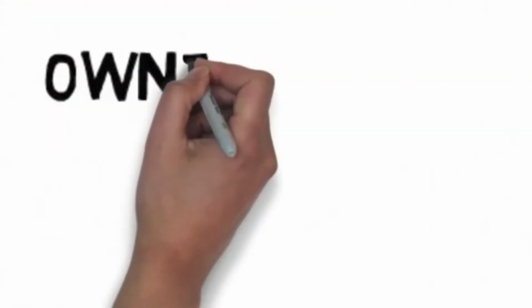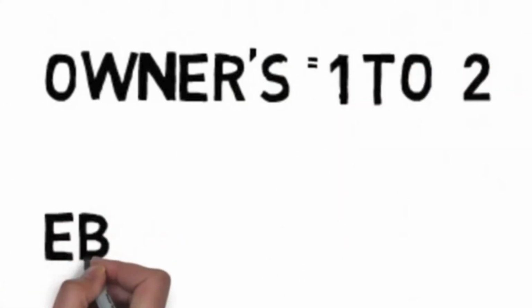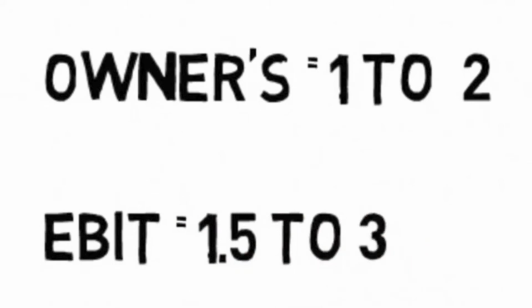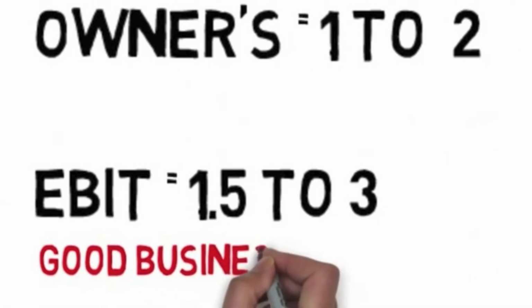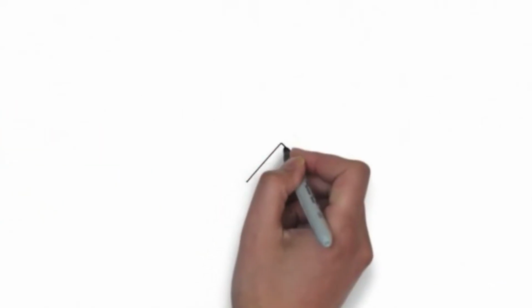Now, once we know what profit is, we're going to apply the multiplier. Which multiplier? If we are multiplying owner's return, the multiple to use ranges from 1 to maybe 2. Remember, a smaller multiple. If you are multiplying EBIT, then the multiple range is larger, approximately 1.5 to 3. Bigger multiple. It has to be a good business to get a 3 at this level of small business.